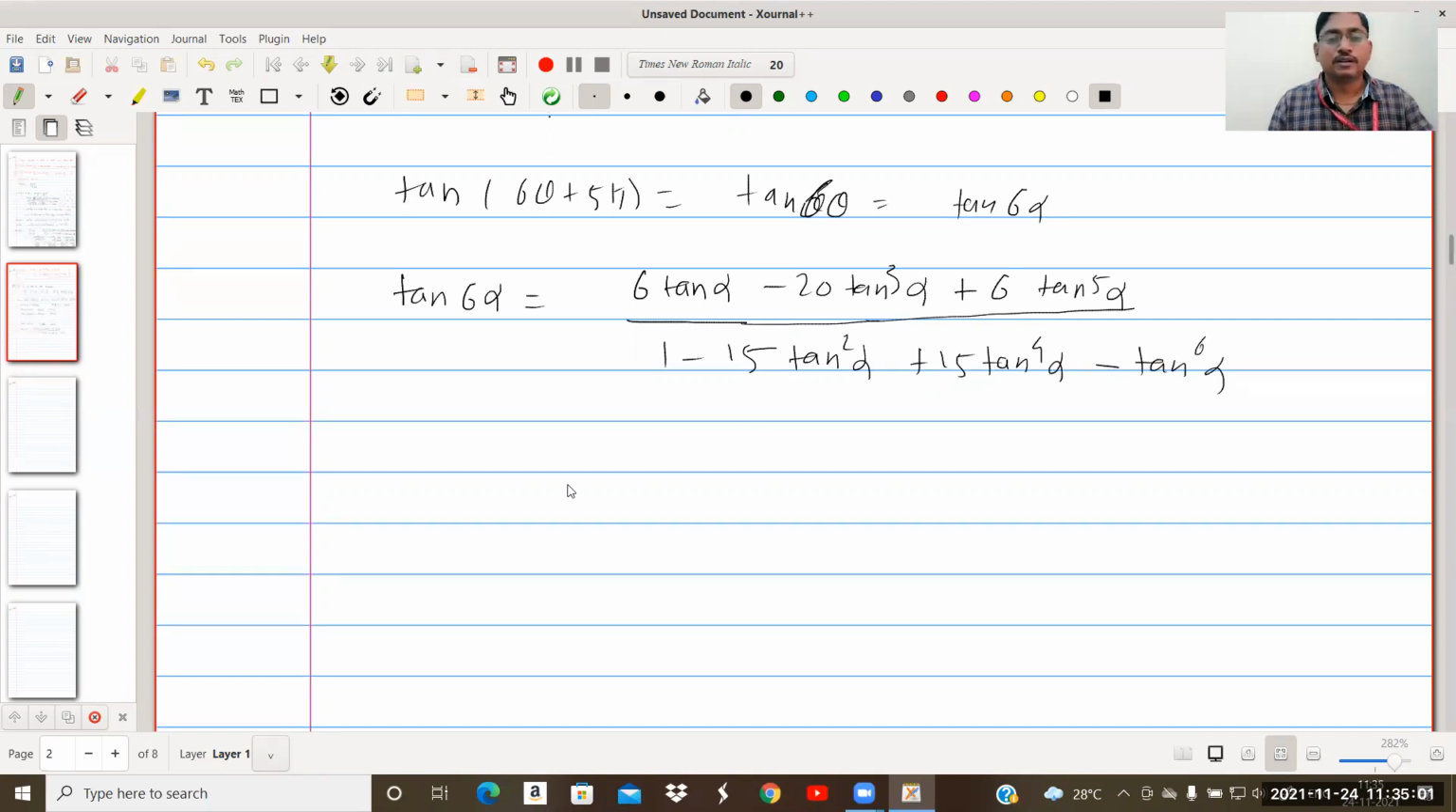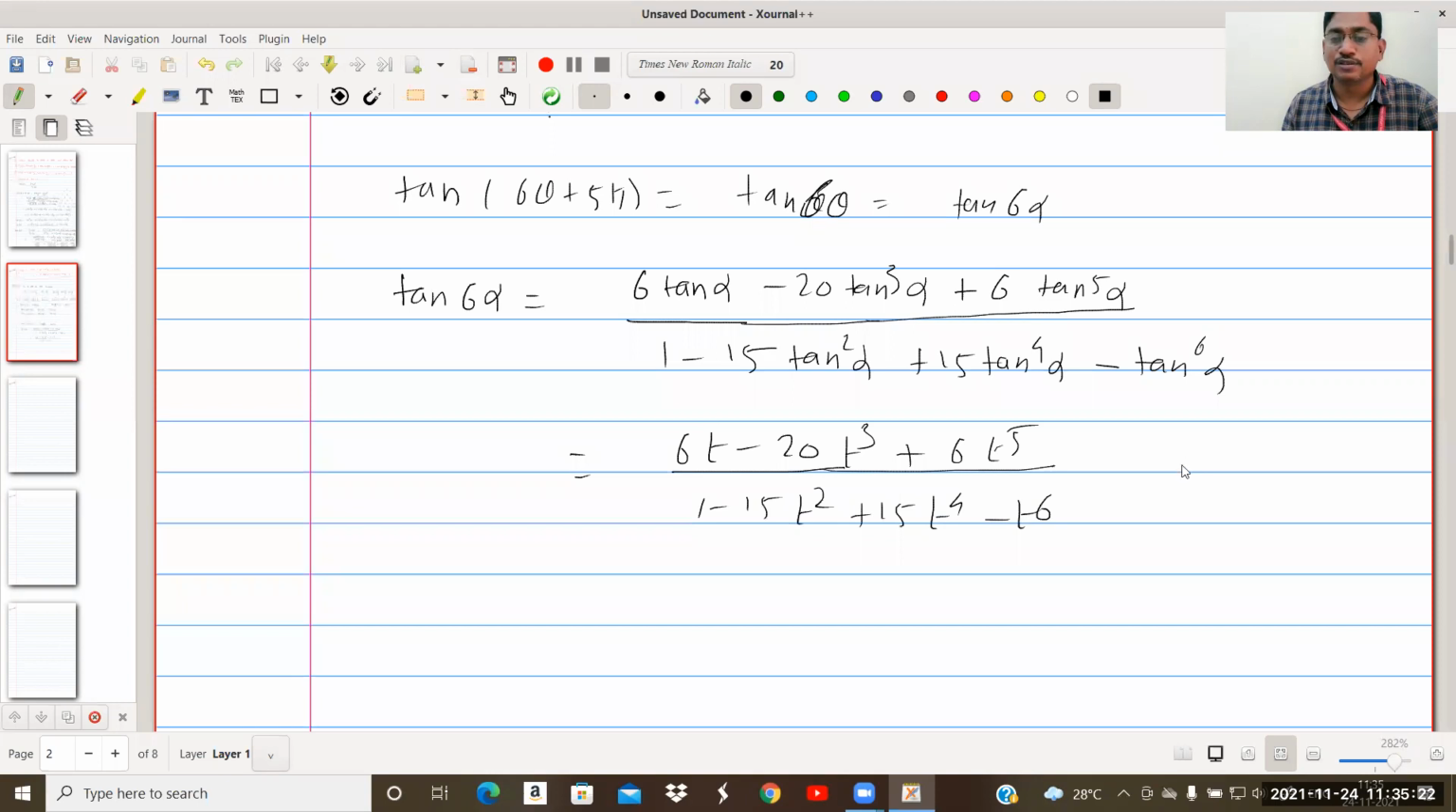Okay. And I'm calling tan alpha as t. So 6t minus 20 t cube plus 6 t raised to 5, writing the equation in terms of t. This is divided by 1 minus 15 t square plus 15 t raised to 4 minus t raised to 6, where t is just tan alpha. So this is tan of 6 alpha. But what is tan 6 alpha actually? It is tan of 6 theta, having all those 6 values, it is tan of 6 theta.